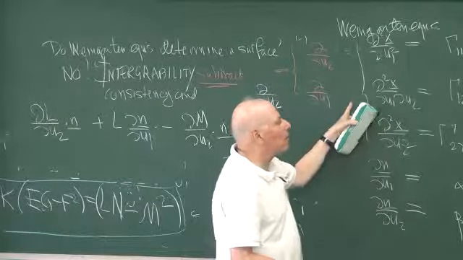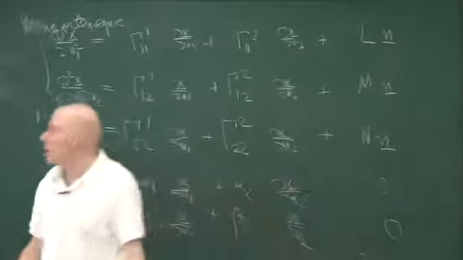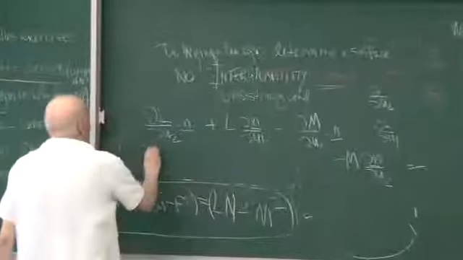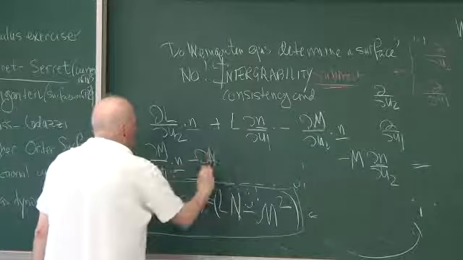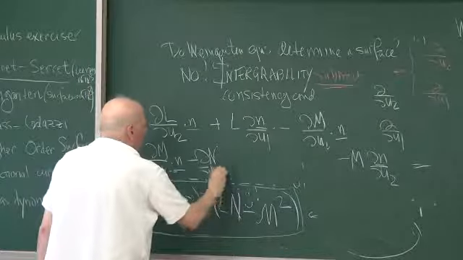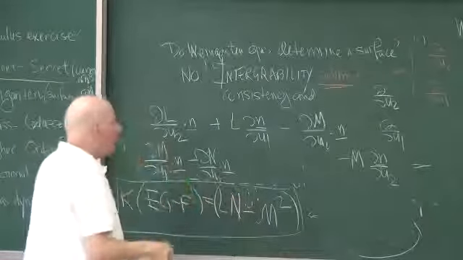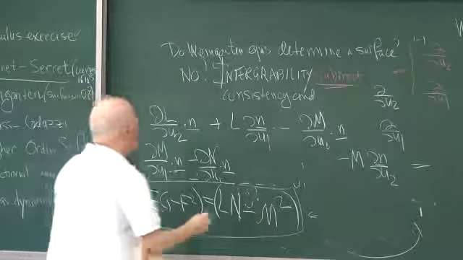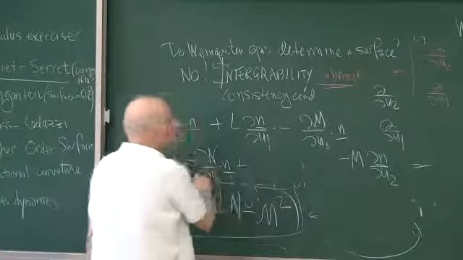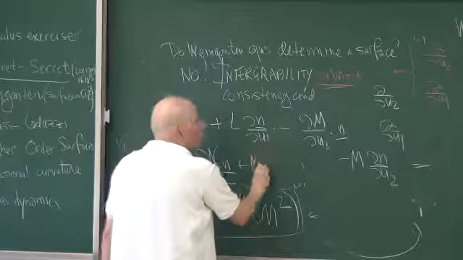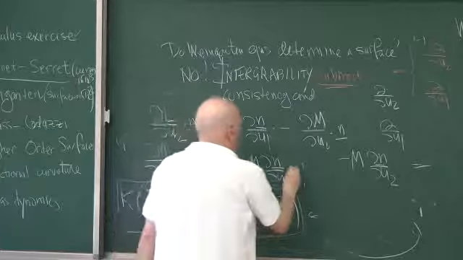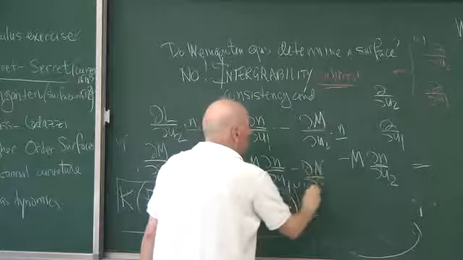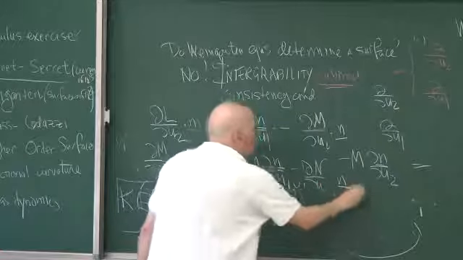That means take the partial of M with respect to U1, and then I'll be subtracting the partial of N with respect to U2. So that's the partial of M with respect to U1, dotted with N, minus the partial of N with respect to U2, dotted with N, and then all the rest.